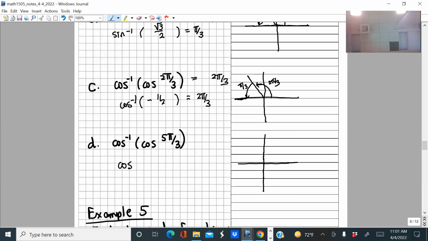So what do we get out of this? We have arc cosine of, and I have to calculate the cosine of 5 pi over 3. Where is 5 pi over 3? Is that in the fourth quadrant? Way over here?